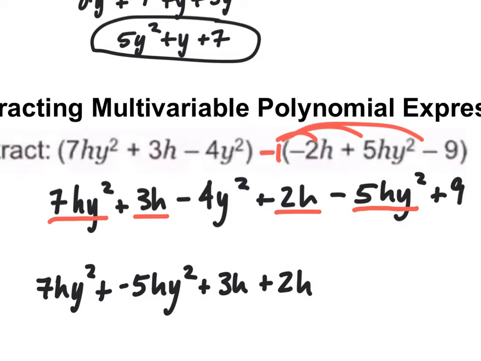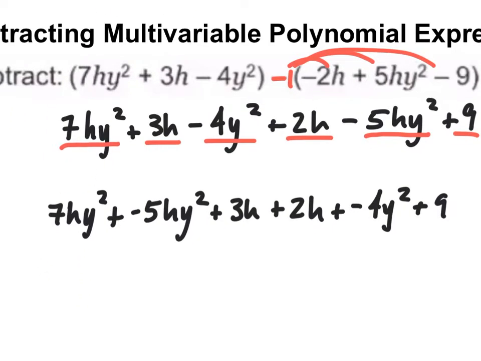And then the next term that I have is a negative 4y squared. Do I have any other y squareds? The answer to that is no. So I'm going to put a plus negative 4y squared. And then the last term I have is just a positive 9. So I'm going to put a positive 9 here. Okay, so now let's see what we can combine.